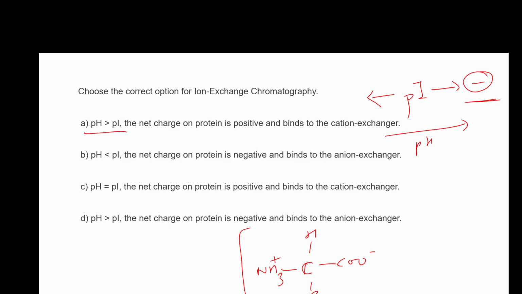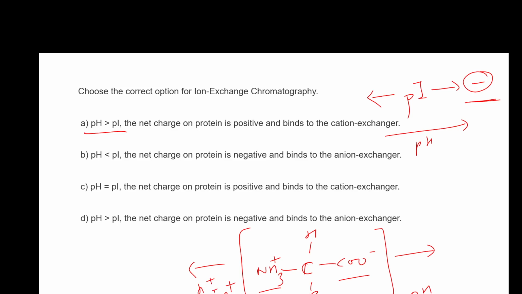So yes, at pI, the protein remains in its zwitterion form. That means both positive and negative charge will be there. Now suppose pH decreases. At lower pH, more positive ions, more hydrogen ions are there. So in that case, the COO group takes up those hydrogen ions.